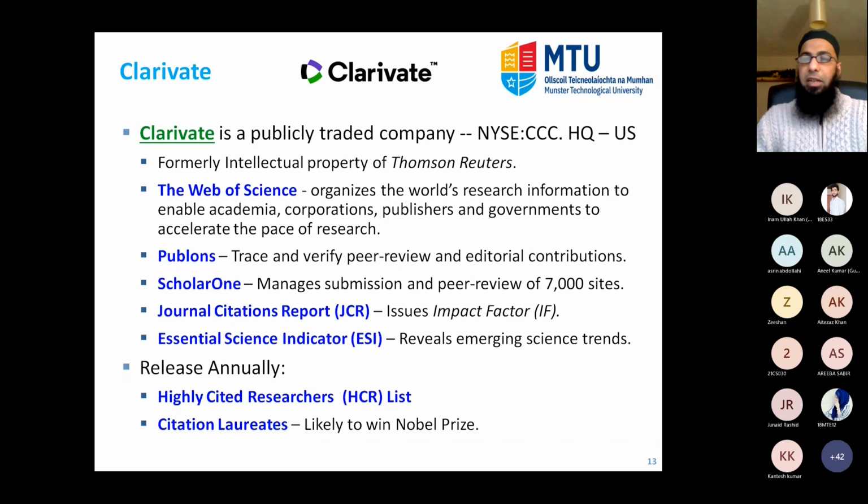Similarly, each year they issue the Journal Citation Report, JCR. It basically issues the impact factor, and they also manage the ESI, Essential Science Indicators. It reveals emerging science trends. And each year they also issue the Highly Cited Researchers list and the names of the citation laureates, which means the names of the researchers who are expected or likely to win the Nobel Prize. Similarly, they also have a lot of involvement in scientific research.